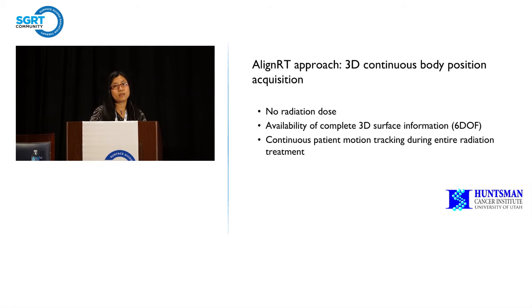In our study, we use the AlignRT approach, using 3D continuous body position tracking. The advantage of using surface imaging is obviously that there's no radiation dose, and you can track the entire treatment. The second is the availability of the whole 3D surface information. You can choose a region of interest, and within that region you can have 6-degree-of-freedom data, translation and rotation together.